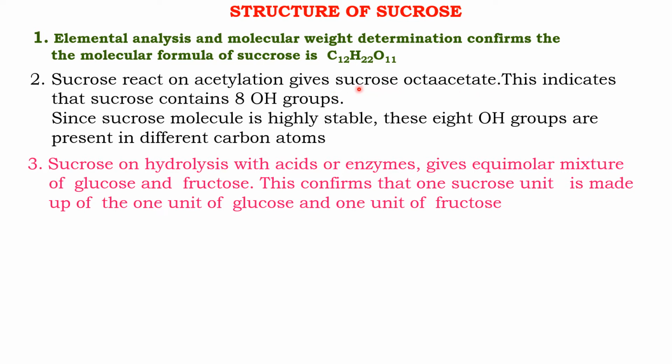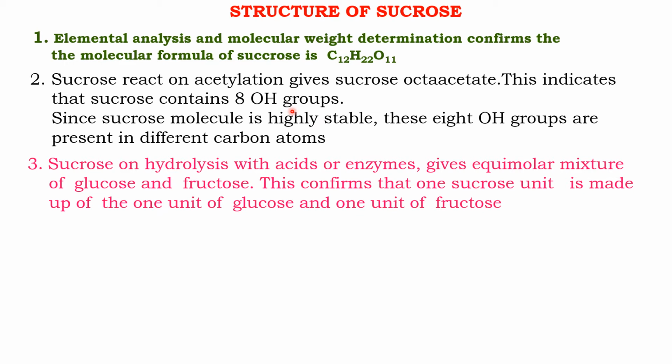What is the importance of the acetylation reaction? Acetylation reaction will give you the idea about how many OH groups are present in a particular molecule. So sucrose gives you an octa-acetyl derivative. Octa means 8. This clearly confirms that the sucrose molecule contains 8 OH groups.